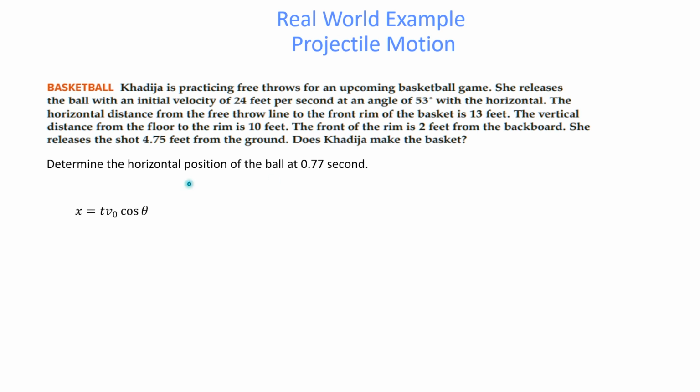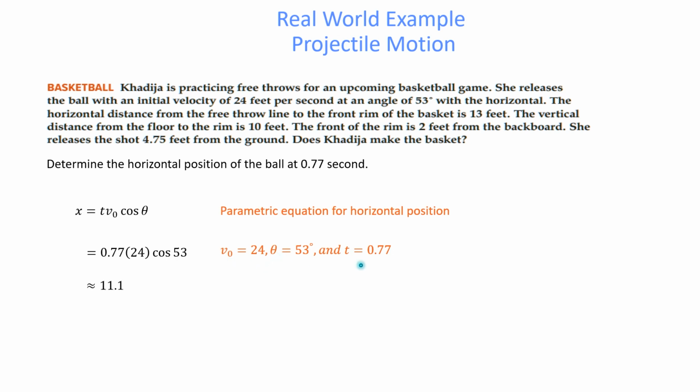So, x equals t v naught cos theta. This is the parametric equation for horizontal position. So, v naught is 24. The time t is 0.77 seconds. Theta is 53. So, we have substituted the values for v naught, theta and t. After solving, we get x is approximately equal to 11.1.